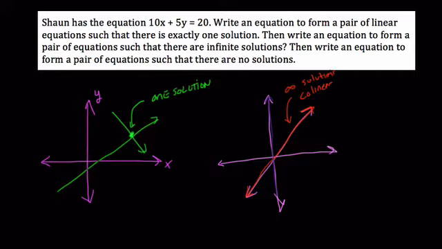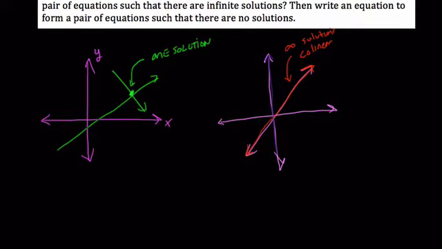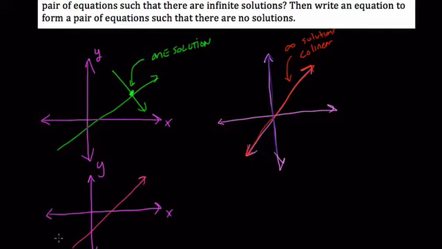And then lastly, there are no solutions. Now, a no solution scenario just means the two lines will never meet, and that means that the two lines are parallel. So here, that means they have the same slope or rate of change, so they'll never run into each other, but different y-intercepts. So with parallel lines, there are no solutions. So that is the idea of this question.